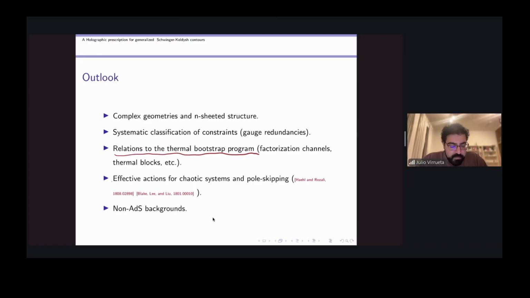Another thing that was a big motivation for me is if one can, in the same way one can use the gravitational Schwinger-Keldysh contour to construct effective actions for fluids, now use these generalized gravitational Schwinger-Keldysh contours to construct effective actions for chaotic dynamics. Some people have started doing that, motivated mostly by the story of Paul Keeping. One could try to use these gravitational Keldysh contours to construct more directly the corresponding effective actions.